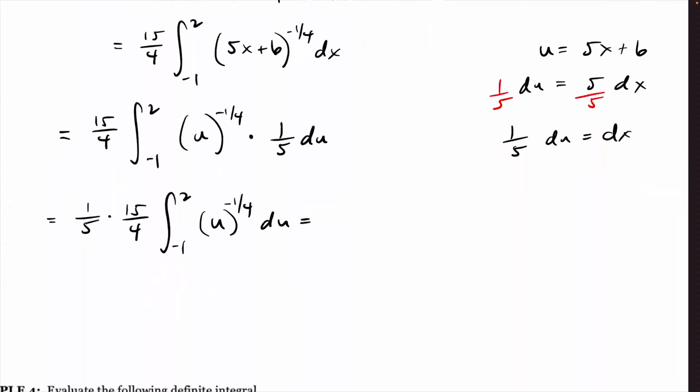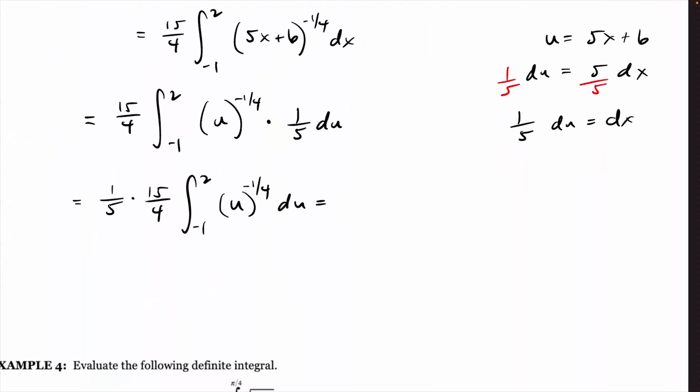Okay. I already did U substitution, so now I'm going to do the antiderivative. Right, antiderivative is add a power. So I have 1/5 times 15/4. And then I add a power, multiplied by the reciprocal of the new power. So the reciprocal would be 4/3. Evaluate it from 2 to -1. What a bunch of fractions.